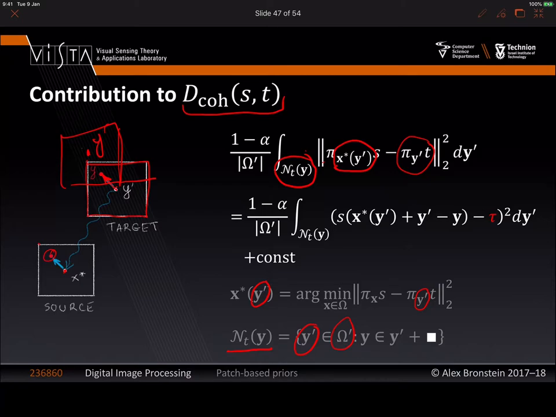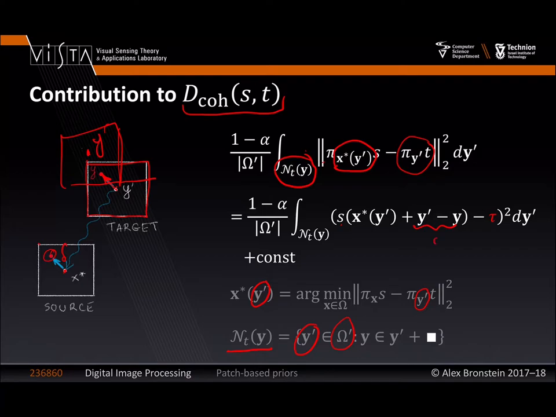If I write it explicitly, it will be the value of the source image at point X star Y prime plus Y prime minus Y. Y prime minus Y is exactly this delta that shifts from Y prime to Y. So this is the value of the corresponding point in the nearest neighbor patch in the source domain. Basically, the contribution will be the square distance between that point and the value of tau, plus some constant, because the constant absorbs all the terms in the integral that do not depend on tau. Basically all the other pixels in these patches.